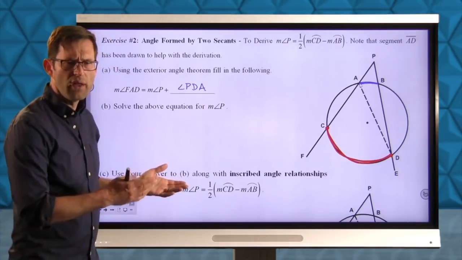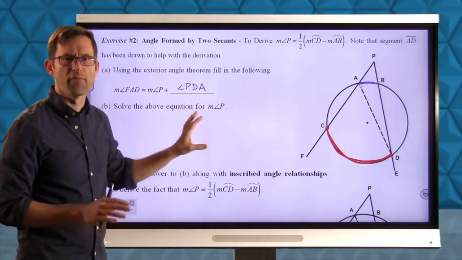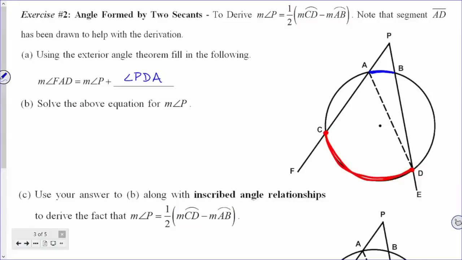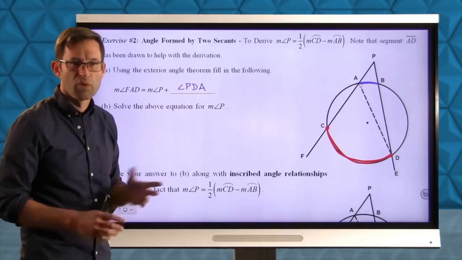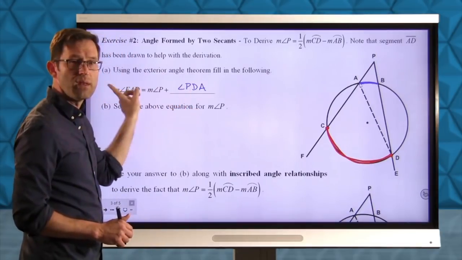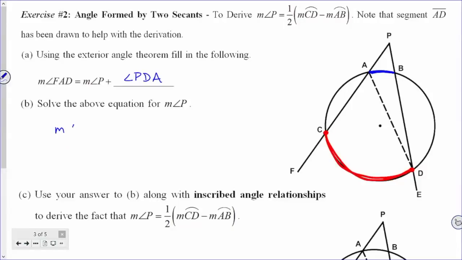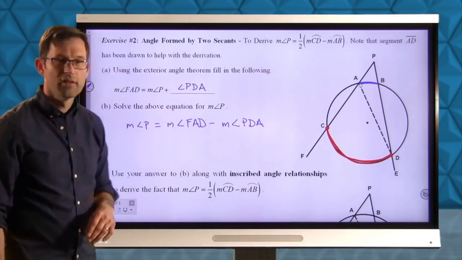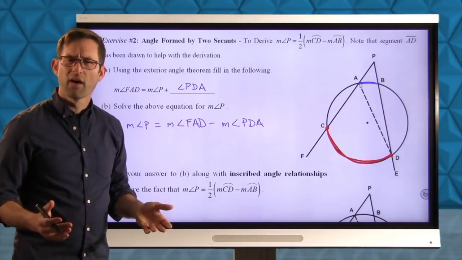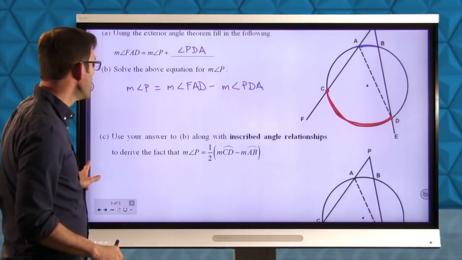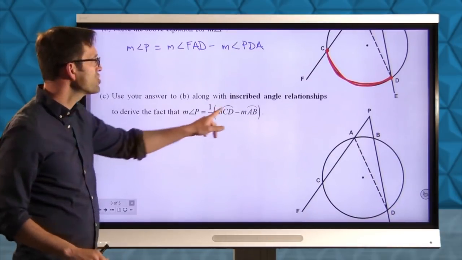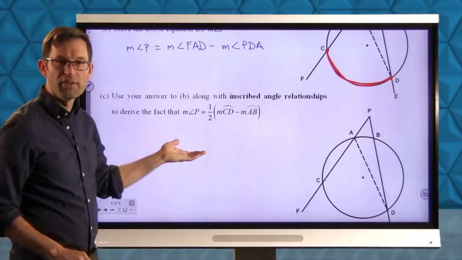Well, that's easy enough. Go ahead and do that really quick. Just rearrange this equation so you have measure of angle P equals something. All right, should be easy enough. All I have to do is take PDA, throw it on the other side, and the measure of angle P will be the measure of angle FAD minus the measure of angle PDA. All right. So what now? Well, letter C says, using your answer to B along with inscribed angle relationships, derive this fact.